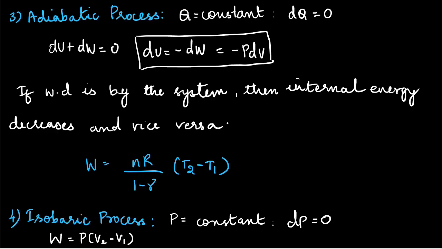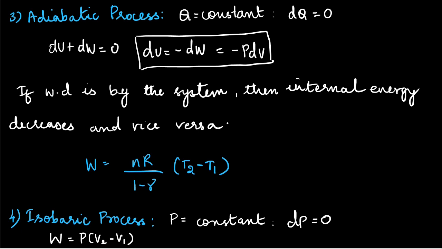So the next process is the adiabatic process, an important process to know, where Q is constant over here and dQ will be 0. Okay, and then using the first law of thermodynamics, you can write dU is equal to minus dW or equal to minus PdV. So this is an ulta relation because there is a negative sign over here.